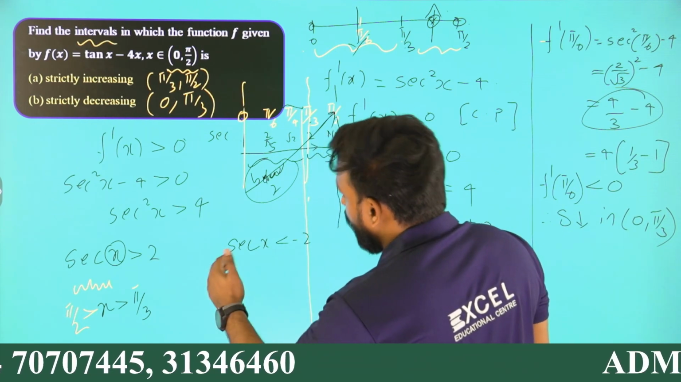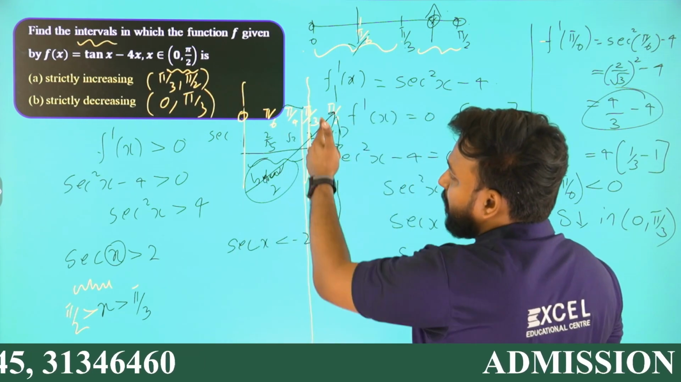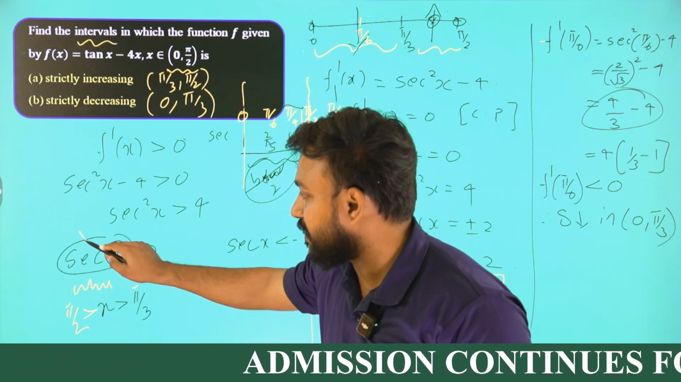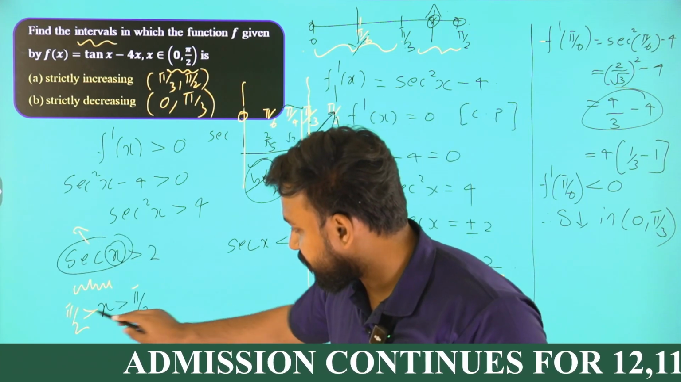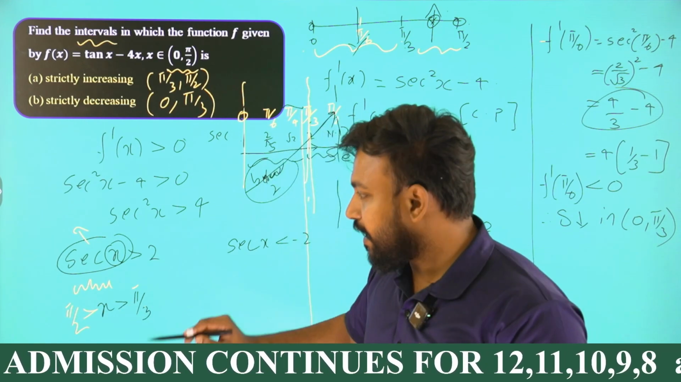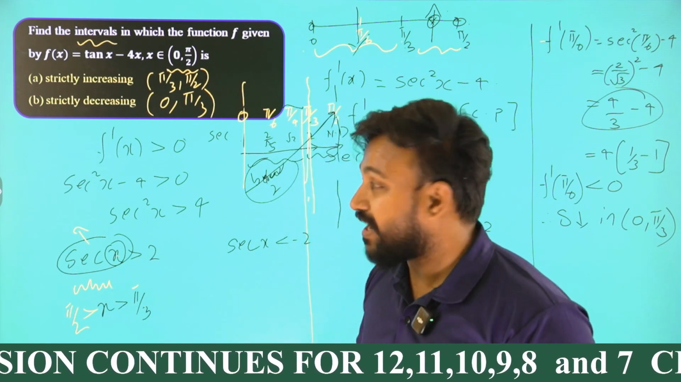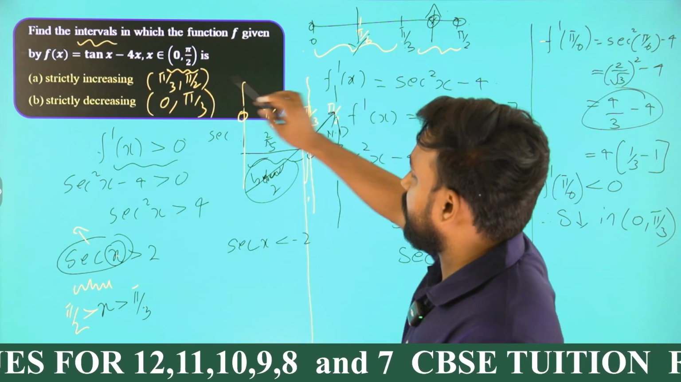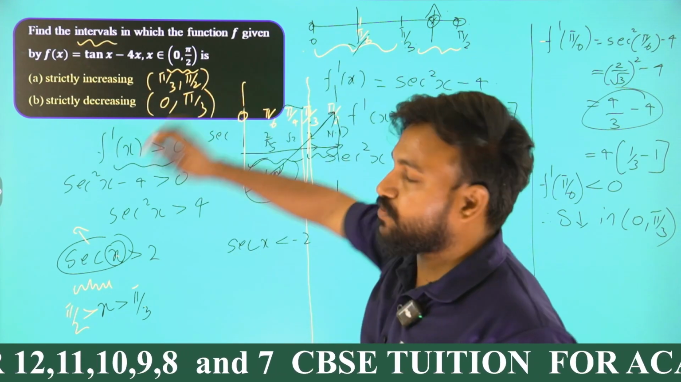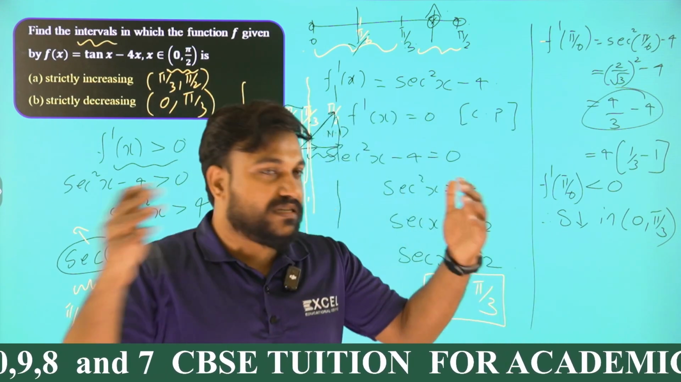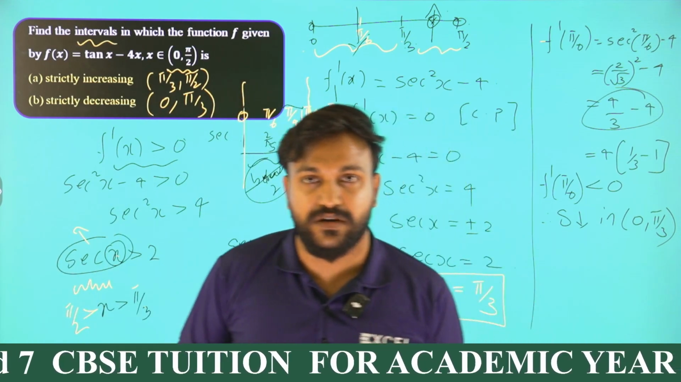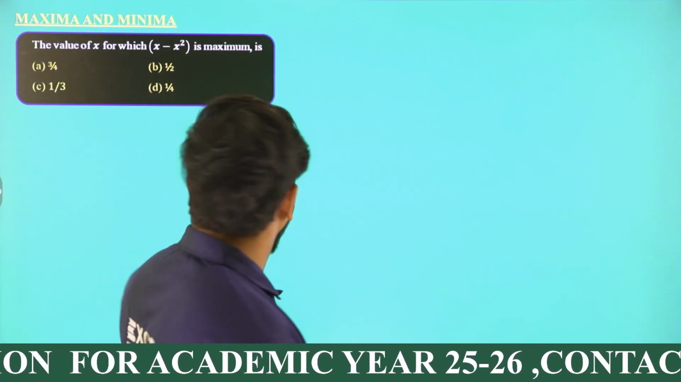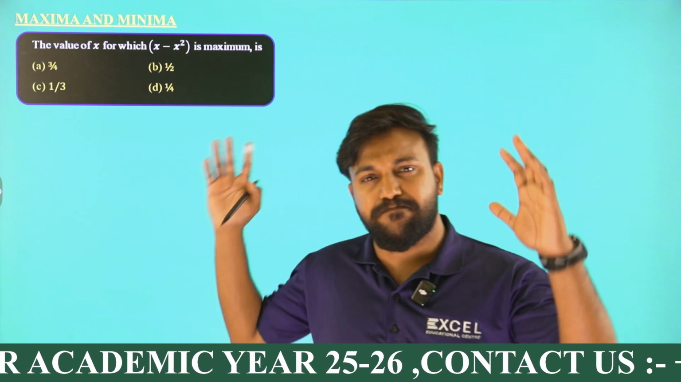So we know that when you put more than pi by 3, at that time only you are getting value for sec that is greater than 2. So from pi by 3 to pi by 2 only you are getting sec x greater than 2. So at that interval only, f dash of x is greater than 0. So your increasing interval is pi by 3 to pi by 2. Ready? So these kind of questions you need to expect from our increasing and decreasing part.